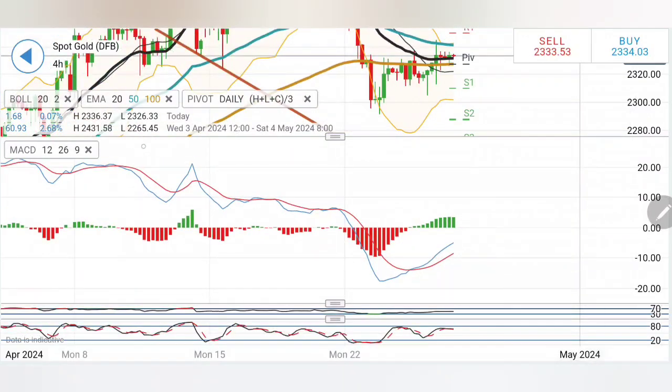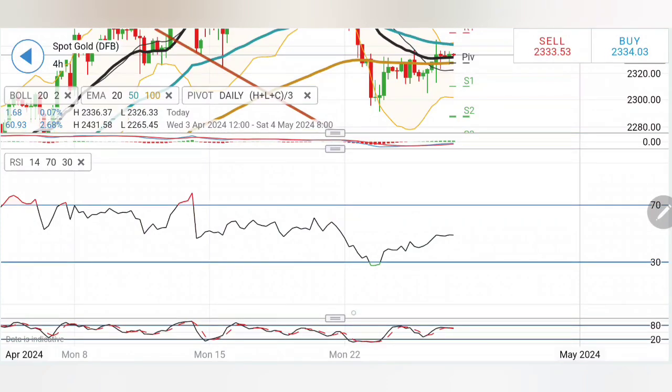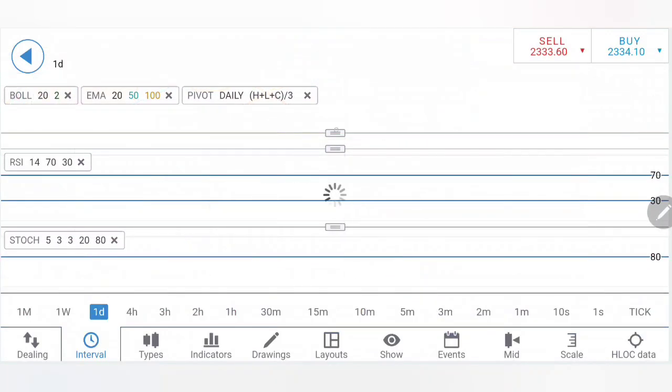See, MACD here is crossed over at the bottom and it is trading with little divergence. It is trying to look upwards. It is trying to stay bullish. RSI is flat. Stochastic is flat.